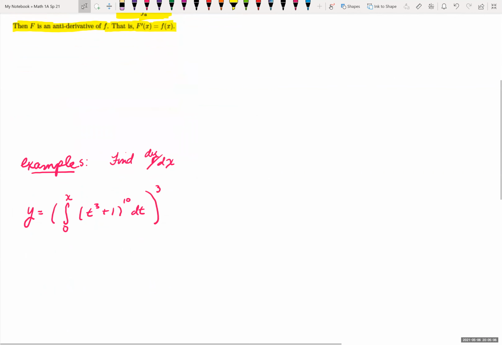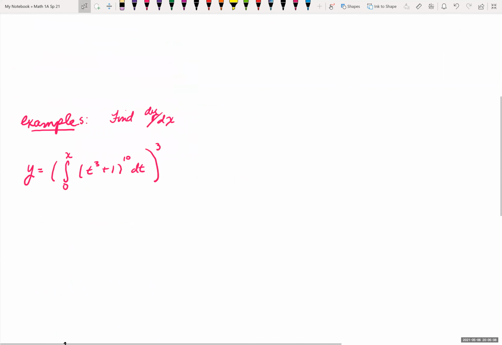So really, this is telling me right here, I want to find dy/dx, looking at an example where y is equal to the quantity cubed, and underneath that quantity, or that cube, is the integral from 0 to x of t cubed plus 1, and that's all raised to the 10th power, dt.